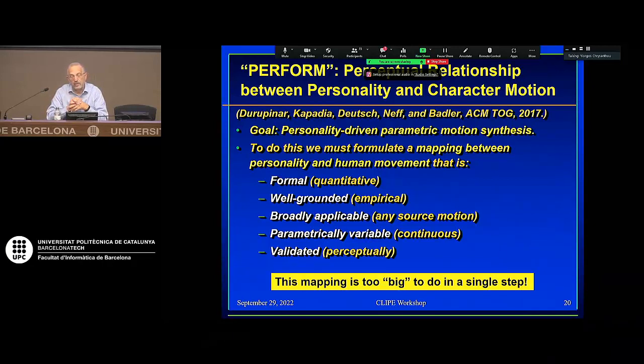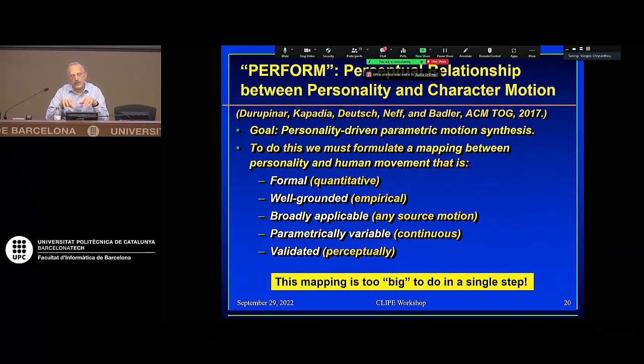And finally, what was very important for this, it had to be perceptually valid. We needed to actually run experiments to make sure we were doing things that were meaningful and perceptually validated. All right, so to go from personality to motion, the big realization was basically you can't do it, or we didn't think you could do it in one step.